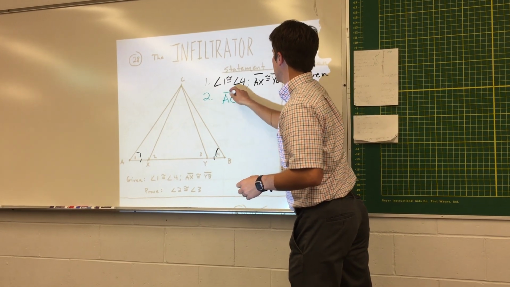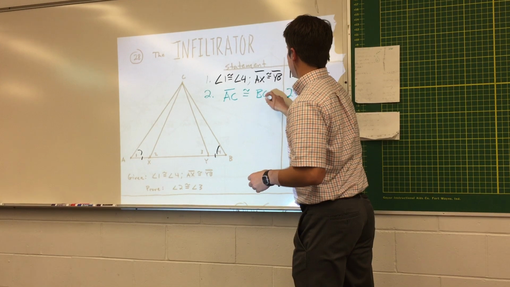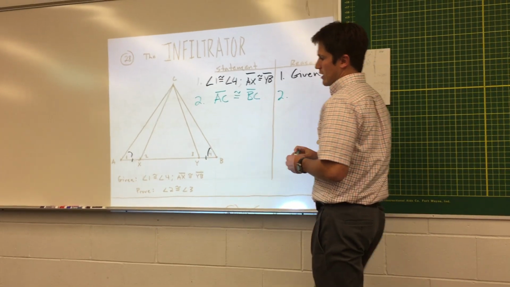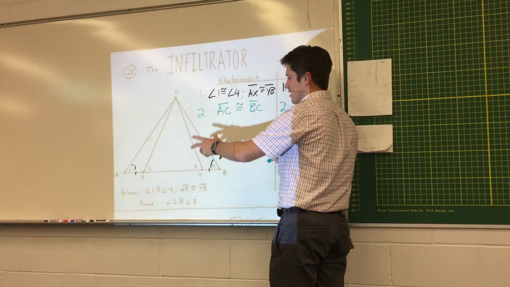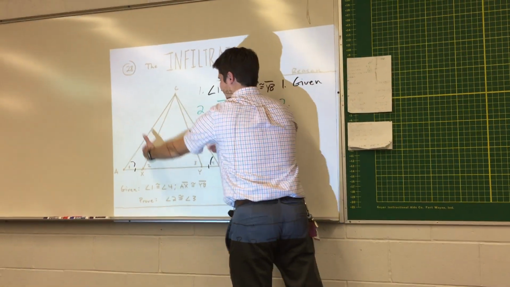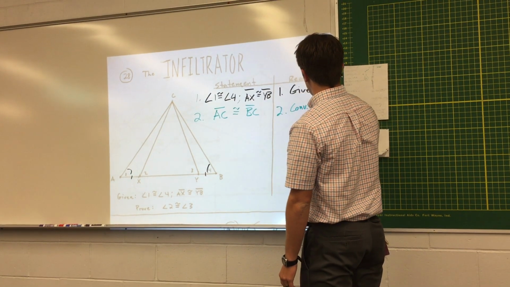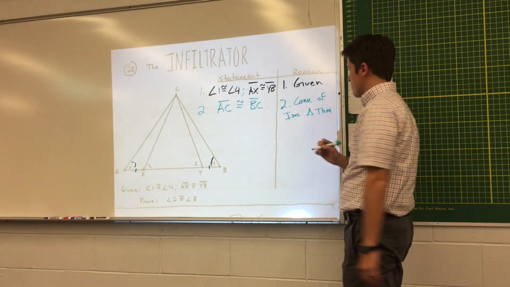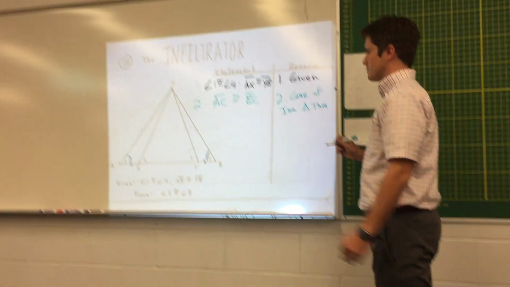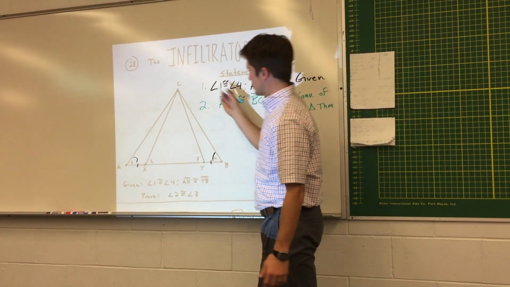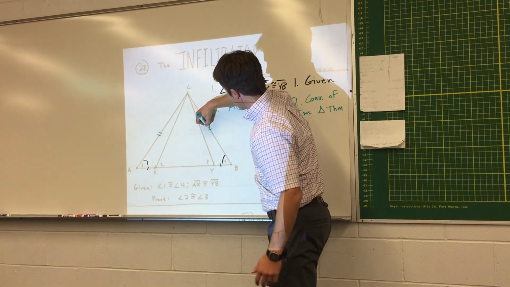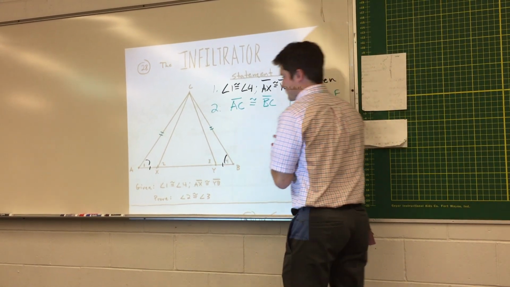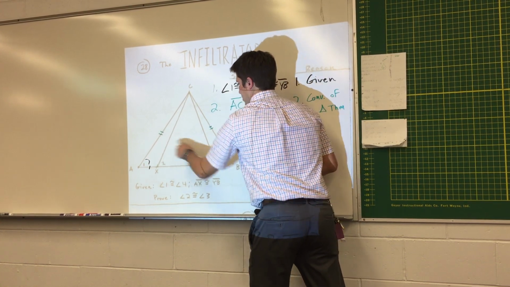AC is congruent to BC. And it's isosceles triangle theorem, but it's the converse of it because we knew the angles and we're saying the sides are congruent. So, converse of isosceles triangle. I saw the big outside triangle was isosceles, so I'm beginning my work outside in. Now, we kind of work our way in a little bit more and start looking at the triangles.